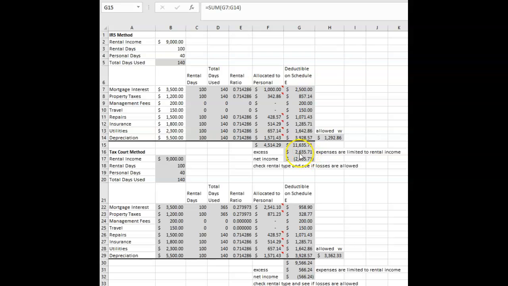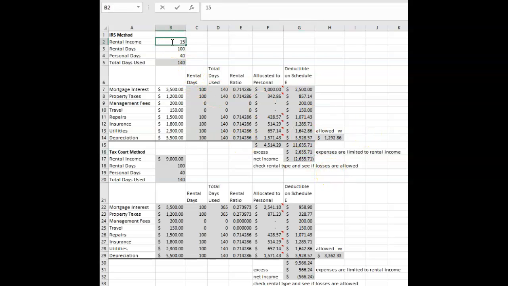So I have this set up to tell me what the excess is. The excess amount is the max of either 0 or G15 minus B2. So G15 is $11,365.71 minus $9,000. That's more than 0. So the excess is, it's going to fill in that cell with that amount, because that's more than 0. If I had a negative number, then it would put in the 0, because the 0 is actually the larger number.